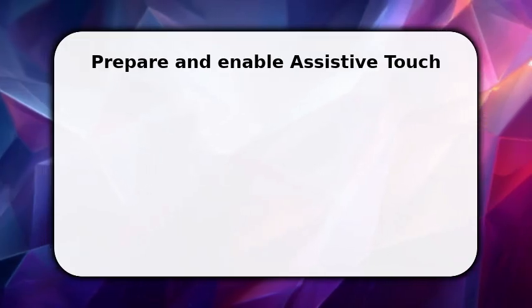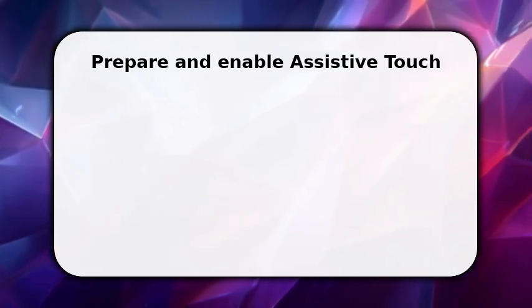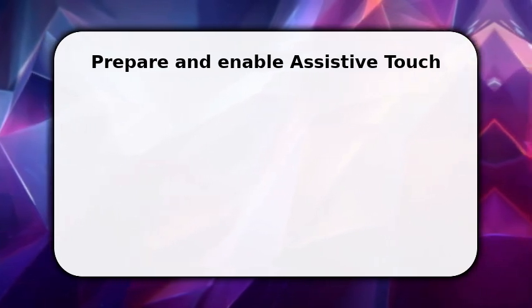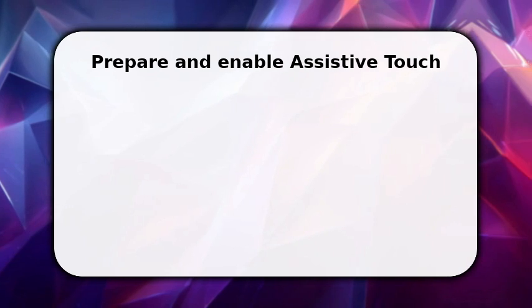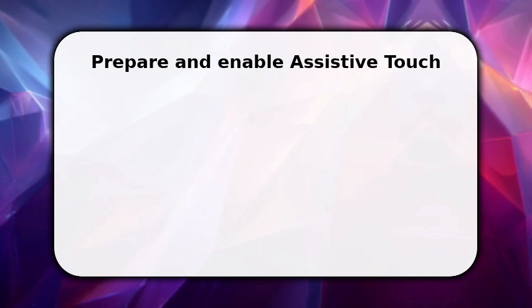You'll start by confirming the device environment so changes apply correctly. First, check Android version and any OEM skin. This ensures menu paths match. Next, charge above 20% and turn off battery saver because power modes can block services.